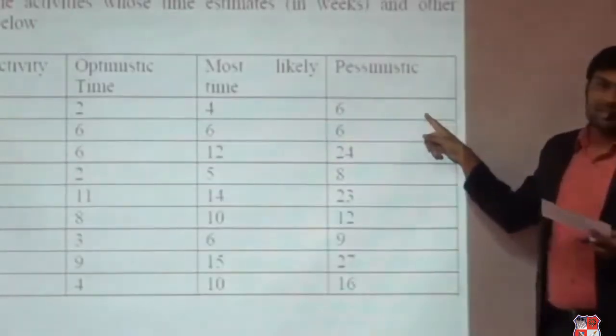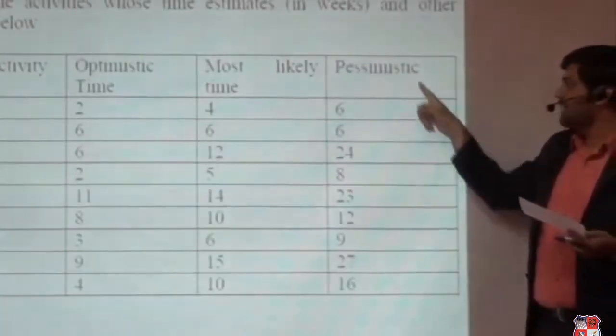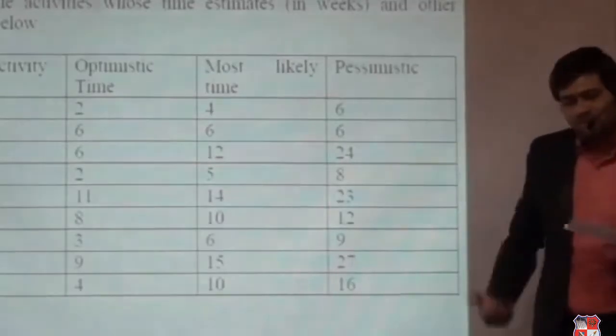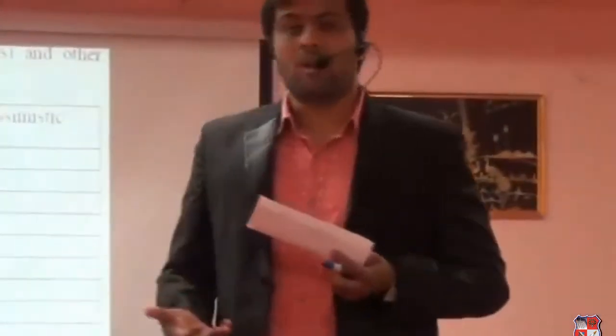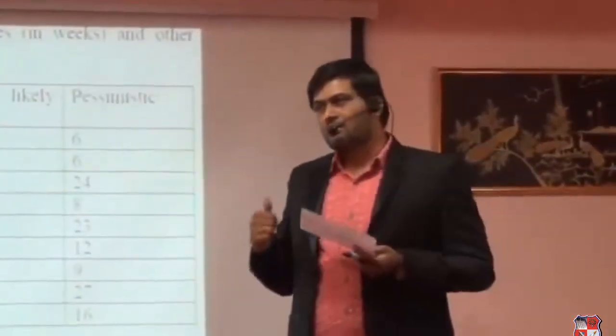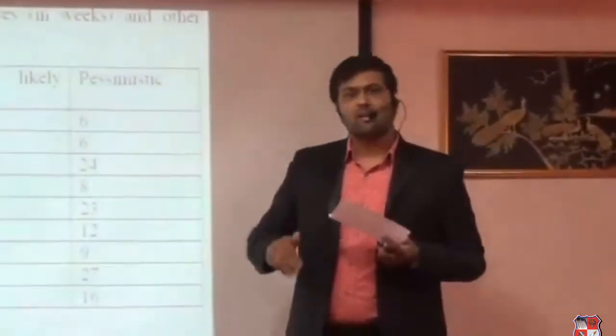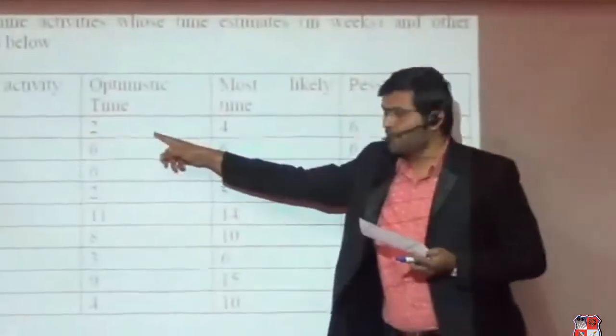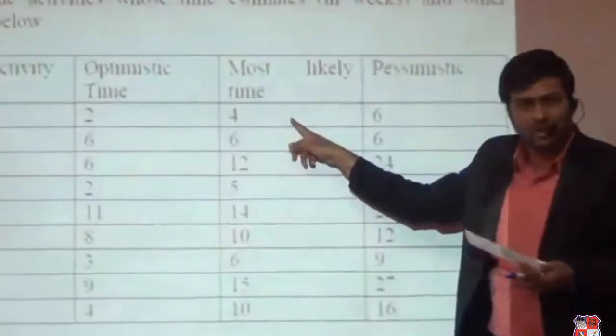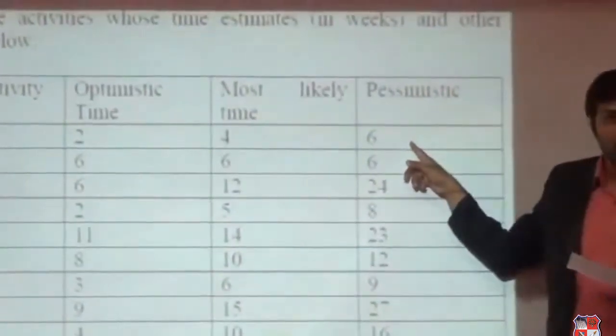But most of the time, sometimes it happens that you need to change the color, the machine is not working, or the person is not in good health. So due to some unexpected reasons, the time taken for the same job is the most. So if you see these three, 2 is minimum, 4 is in between, and 6 is the most time.